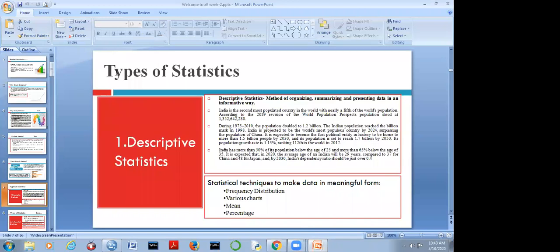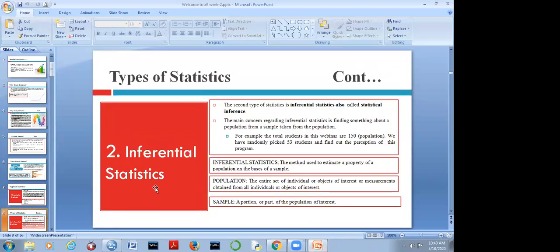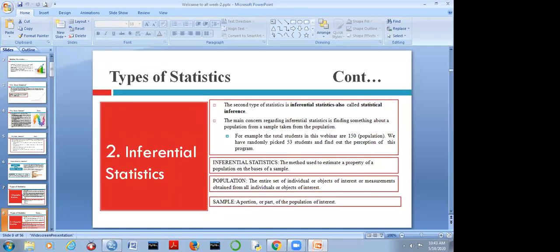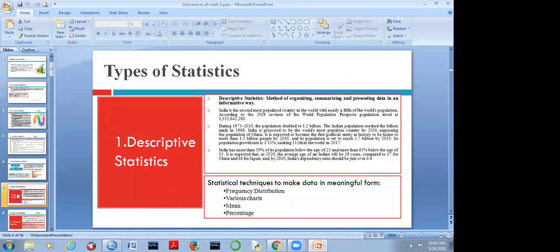Okay. So, types of statistics. There are two types of statistics: one is descriptive statistics and another is inferential statistics. So we can understand both types. If anybody asks you what the types of statistics are, broadly there are two methods: descriptive statistics and inferential statistics. So first of all, we will understand descriptive statistics.